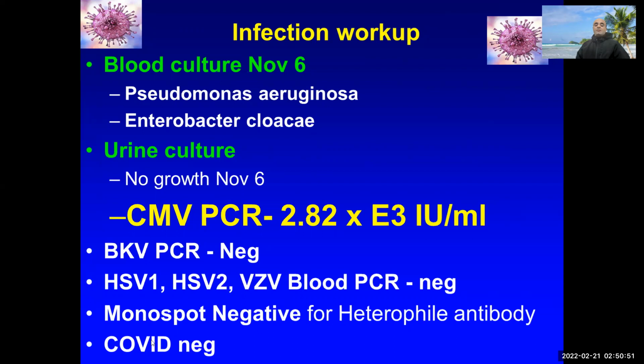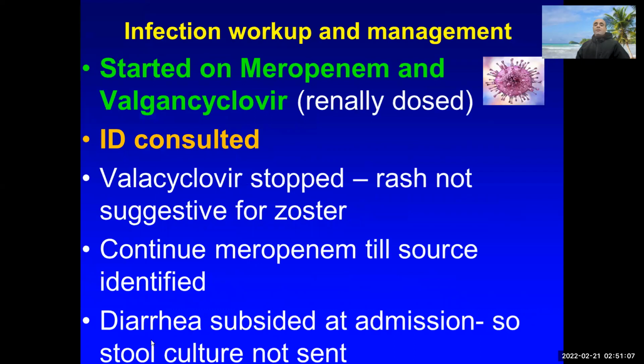BK PCR is negative. Herpes simplex virus 1, herpes simplex virus 2, and varicella zoster in blood, all these PCRs are negative. Monospot is negative for heterophile antibody for infectious mononucleosis, and COVID is negative also.